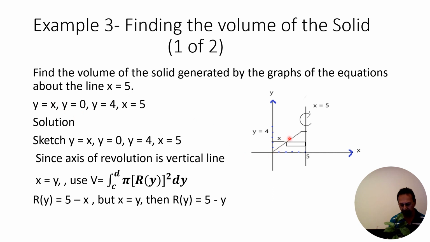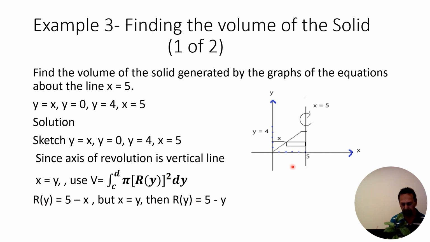So this is y equals x, this slant line. That line is y equals 4. And this is y equals 0. And that line is what? x equals 5. So this region, we're going to revolve about this vertical line x equals 5. So we draw a rectangle perpendicular to this line.